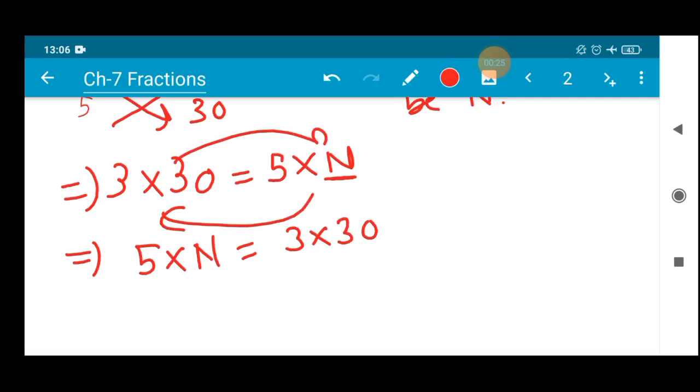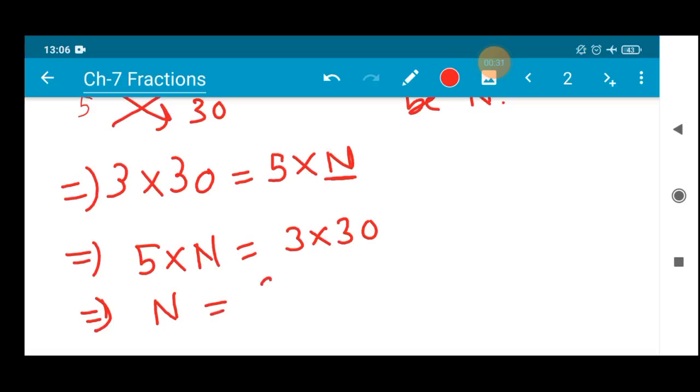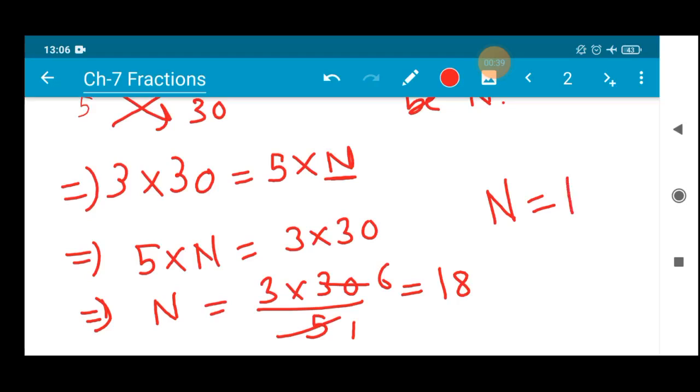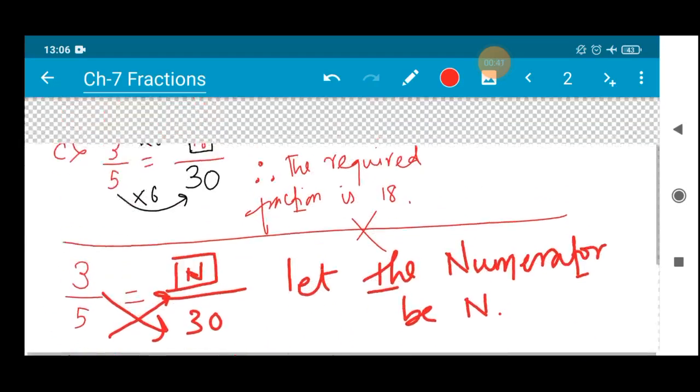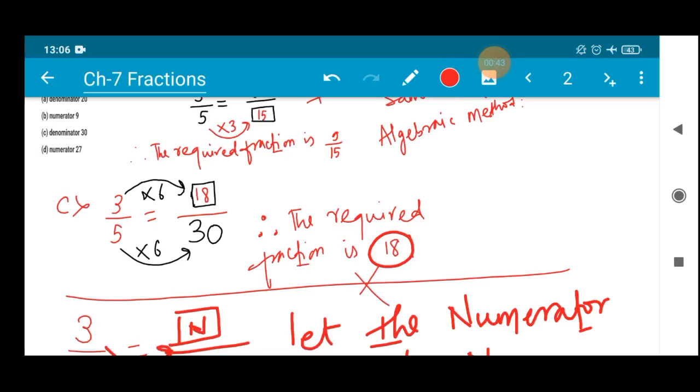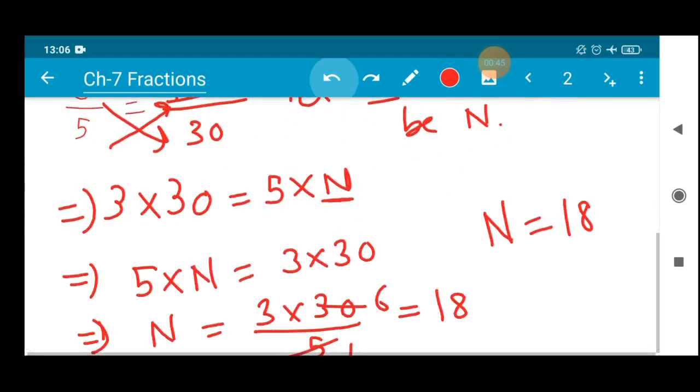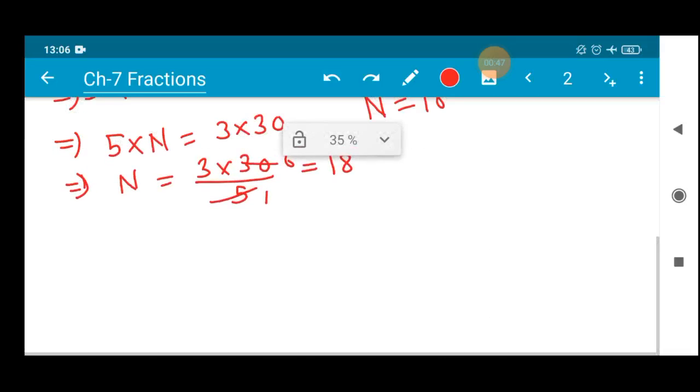Yes, changing of the place can be done, no issue with that. Now we have to find the value of n, which is 3 into 30 divided by 5. 5 1s are 5, 5 6s are 30, 6 3s are 18. So what is our numerator? Numerator is 18. Did we get the same value? Yes, the numerator we got is 18. So that means we have done it correctly. This is called the verification. So we are verifying the answer by doing two methods.